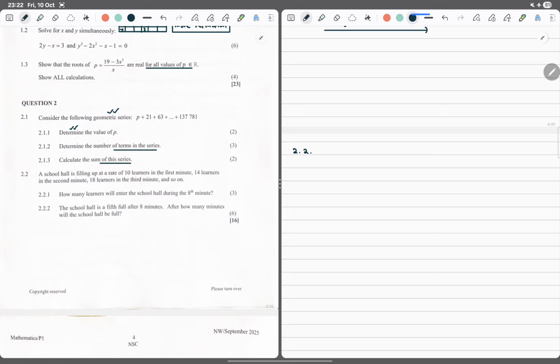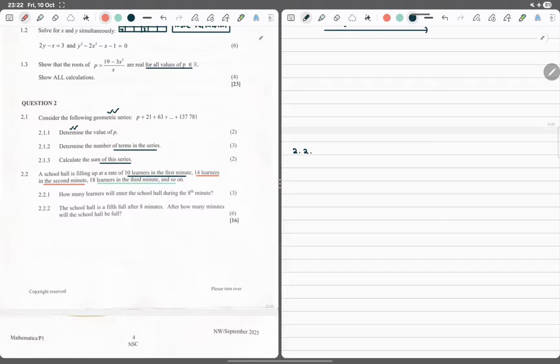Right. So now we are told here at 2.2 that a school hall is filling up at a rate of 10 learners in the first minute, 14 learners in the second minute, and 18 learners in the third, and so on. So what do we see? We can see that the number is increased by 4 each minute.